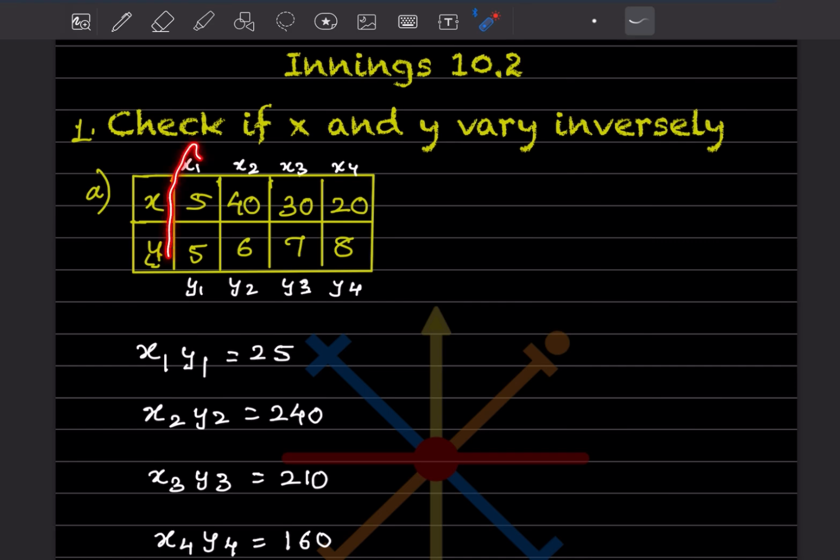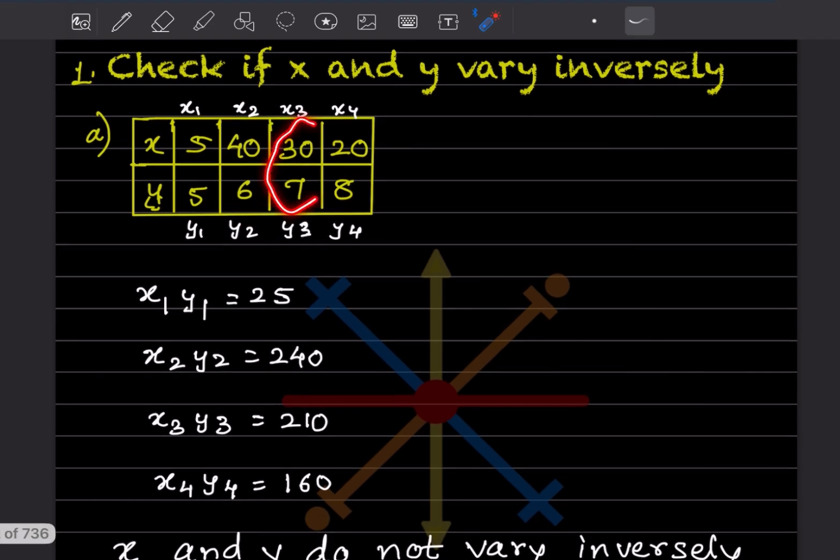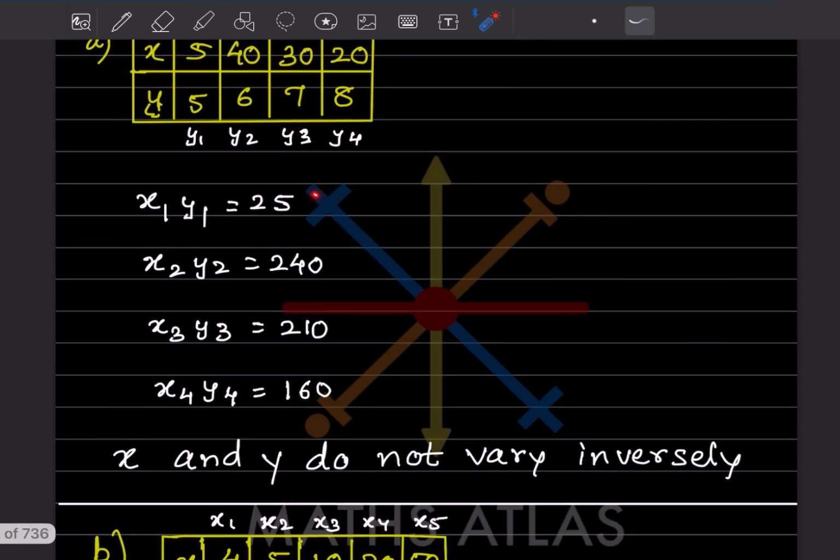Since it varies inversely, we can write x1 y1, and when you multiply this, you get 25. Now x2 y2, if you multiply 140 into 60, that will be 240. And x3 y3, if you multiply this, you get 210. And x4 y4, when you multiply this, that comes to 160. So can you see these values? They are not the same. So we can say x and y do not vary inversely.